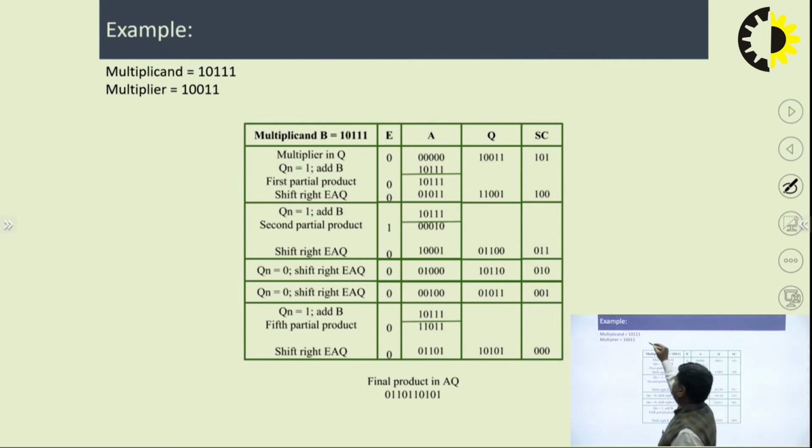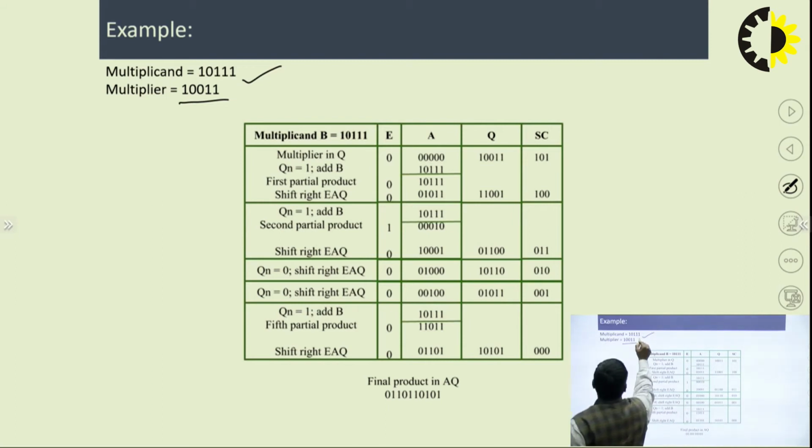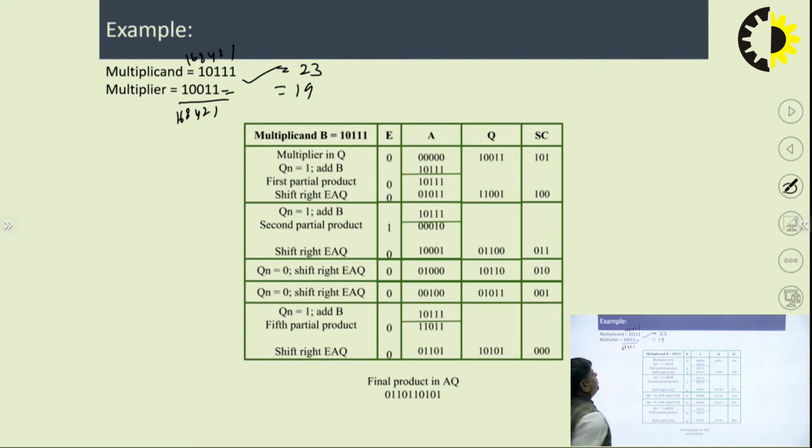Now the multiplicand is 1 0 0 1 0 1 and the multiplier is 1 0 0 1 1. Now I think this value is 1, 2, 4, 8 and 16; 16 plus 4 is 20, 22 and 23. It means this value is 23. Now what is this value? 1, 2, 4, 8 and 16; this value is 16 plus 2 is 18 and 19. This value is 19, and we are going to multiply 23 by 19.